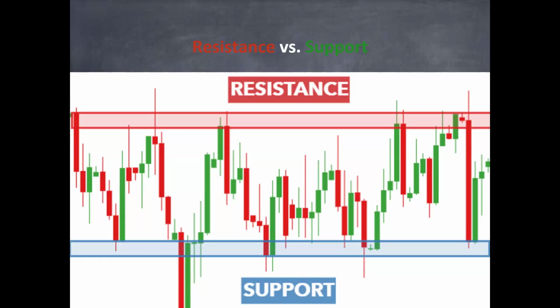So if you imagine a sequence like this: something's big red, then it goes to little red, littler red, doji. What do you think is going to happen next?